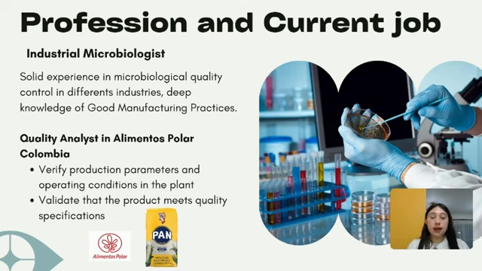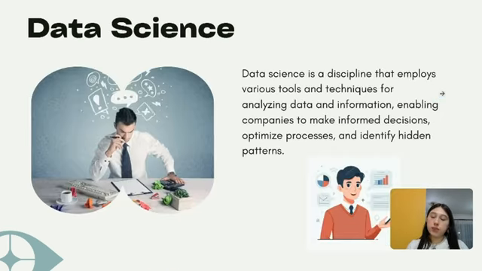This is a company that has been in the pre-cooked flour and oatmeal market, such as Quaker, for 85 years. My current responsibilities are to verify production parameters and operating conditions in the plant, to conduct different physical-chemical analyses of raw materials, processed products, and finished products, and of course to validate that the products meet quality specifications. So let's begin with data science.